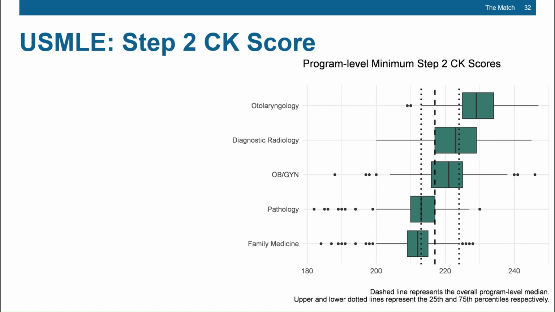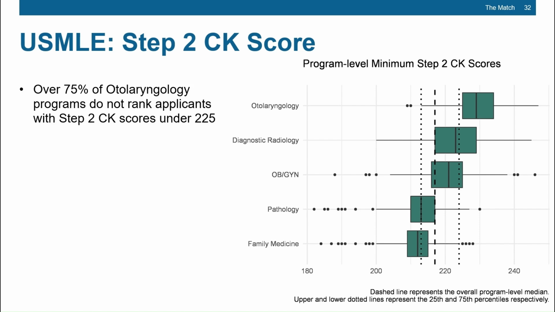which represents the median, and then the far dotted line to the right, which represents the 75th percentile across all programs. For minimum Step 2 CK scores, we observe that specialties have similar distributions as the mean scores, but there really are smaller differences between those specialties. Getting a little bit more in depth, we observe that more than 75% of otolaryngology programs do not rank applicants with Step 2 CK scores under 225, with very few outlier programs in that distribution.